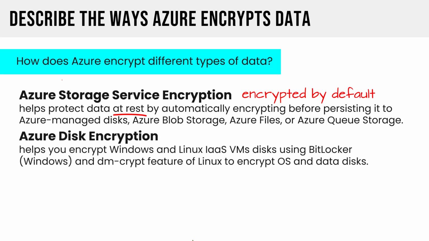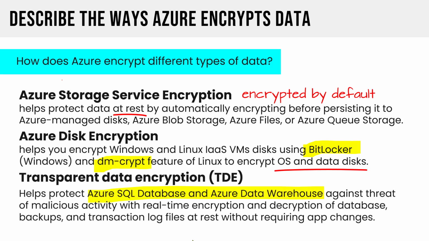There's Azure Disk Encryption. So this helps us encrypt Windows and Linux IaaS VM disks. So for Windows, it uses BitLocker. For Linux, it uses dm-crypt. And it will protect OS and data disks. Not on by default, we need to check that box and enable that encryption.